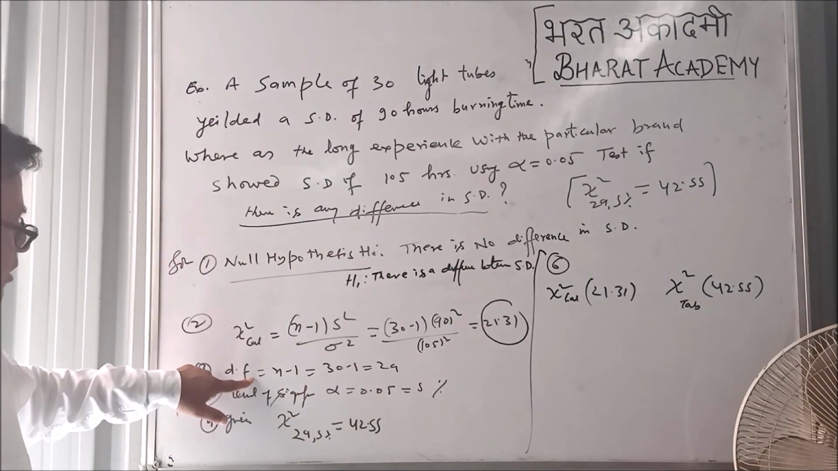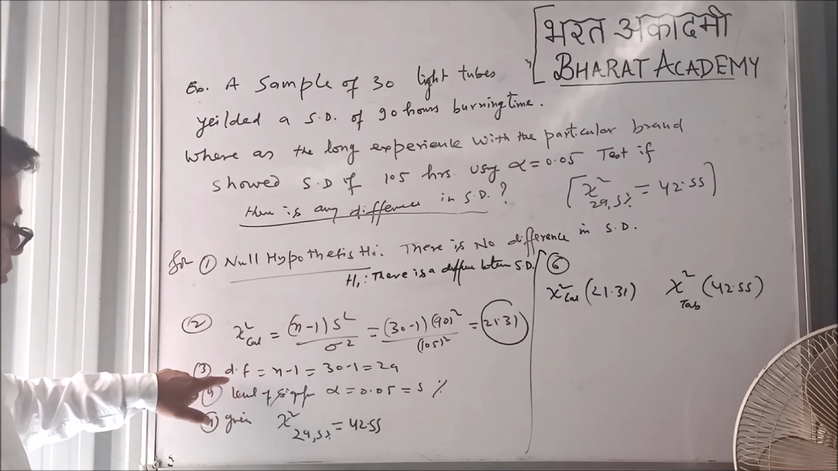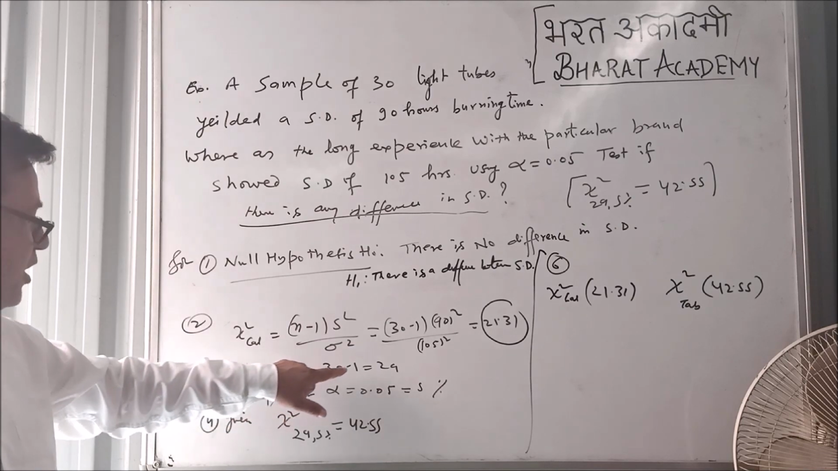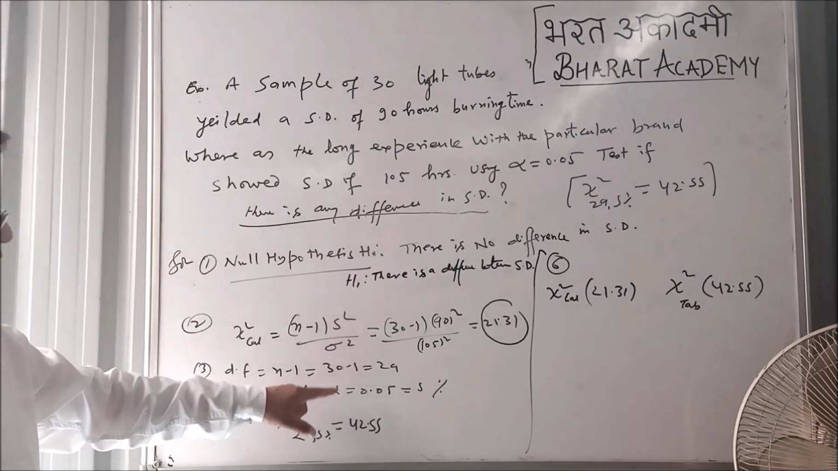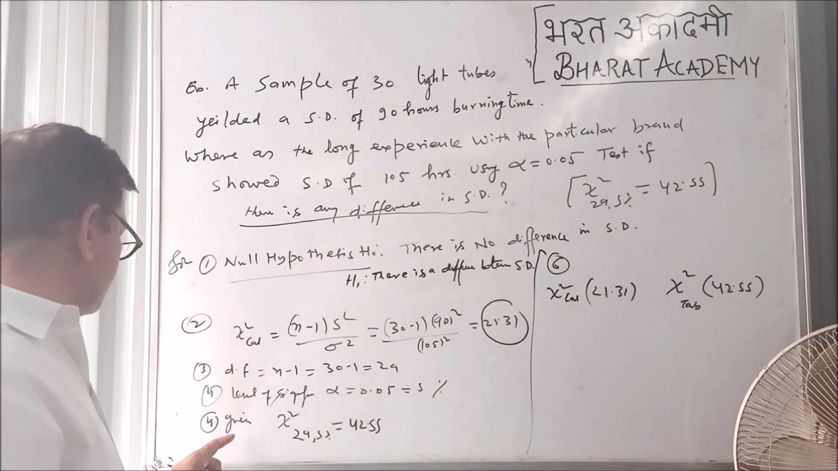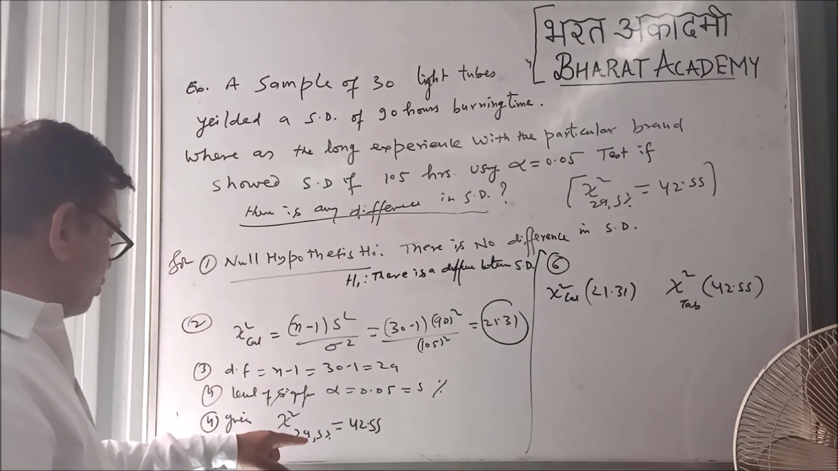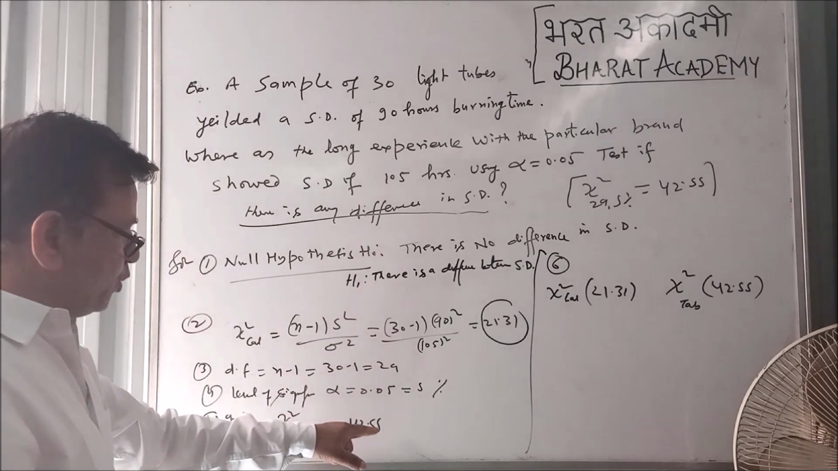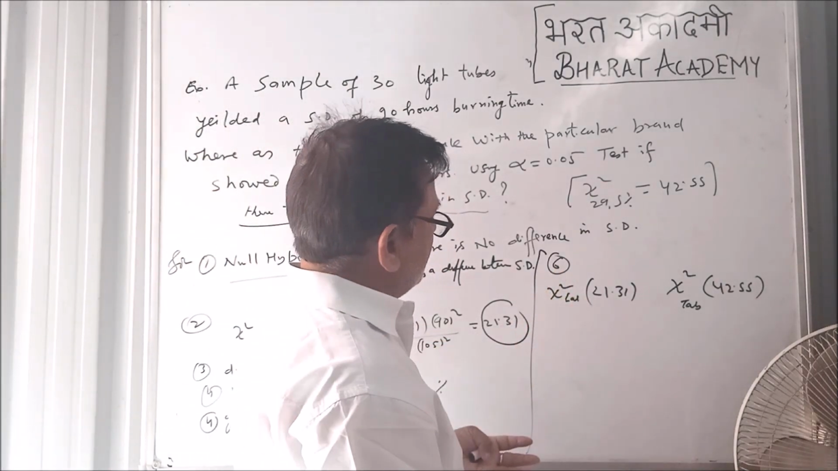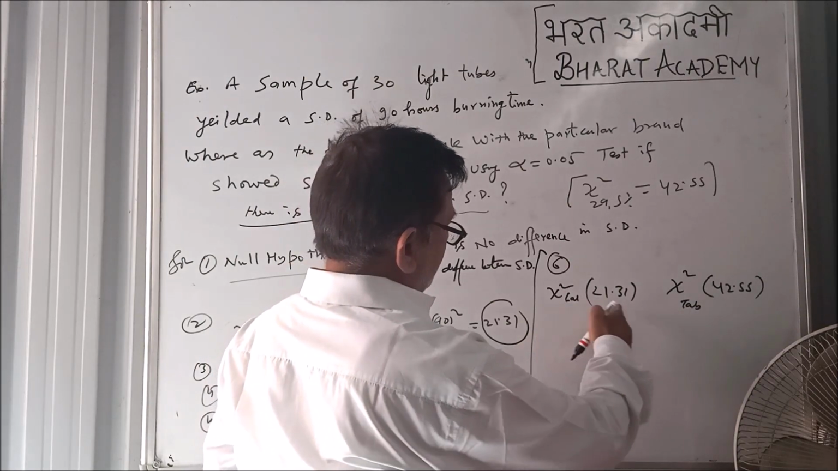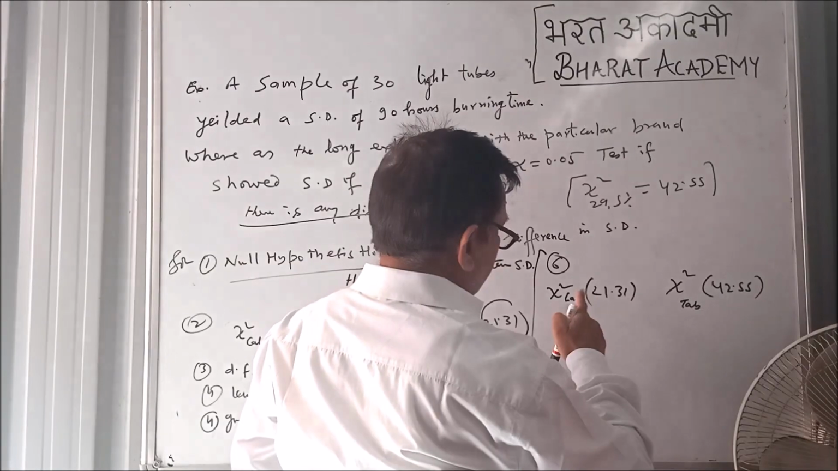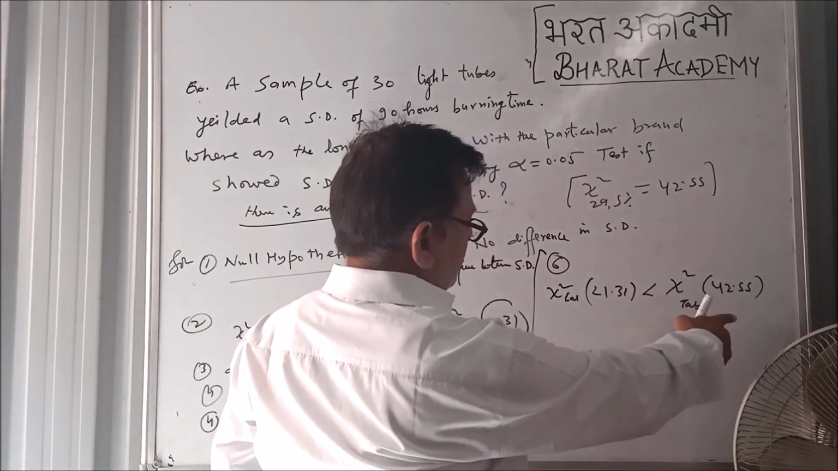The third step is degree of freedom. To calculate degree of freedom, you find the number of observations. The formula is n minus 1, and n is 30 tubes. The degree of freedom is 30 minus 1, this is 29. The level of significance is given in your question, this is 0.05, this is 5%. The tabulated value of chi-square for 29 degrees and 5% is 42.55. At the last, you just have to compare these two values. Here the calculated value is 21.31 and the tabulated value is 42.55. So again, the calculated value is less than the tabulated value.